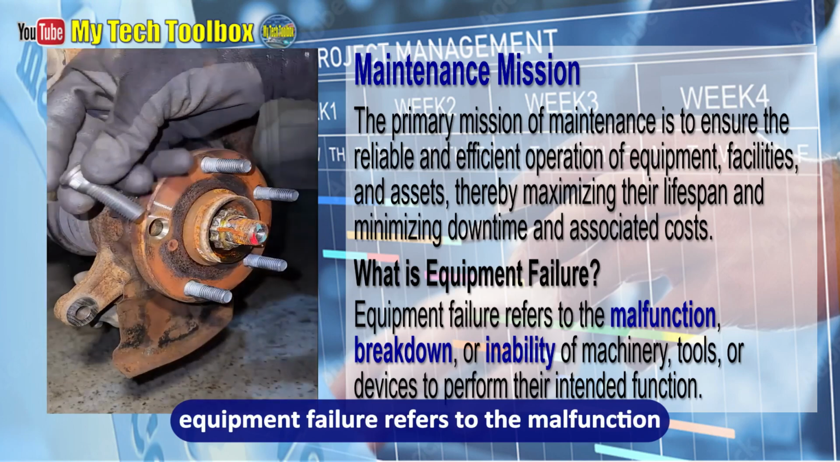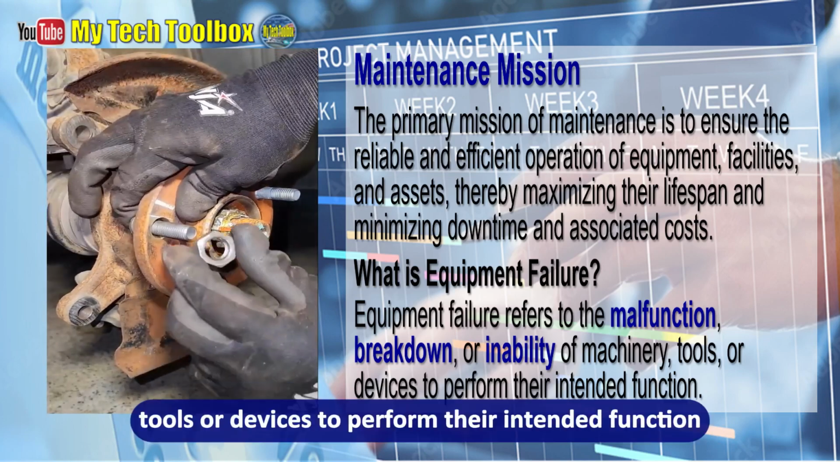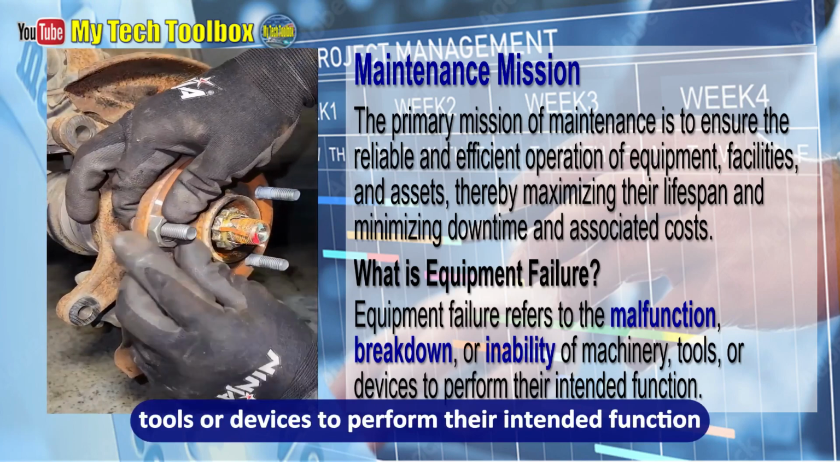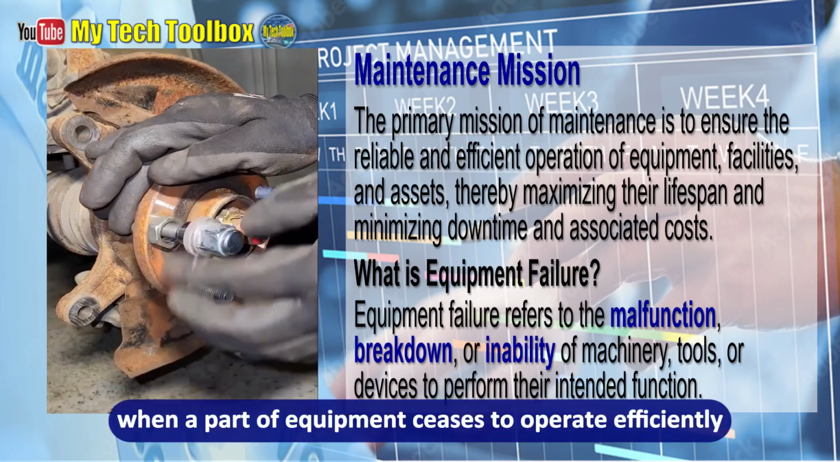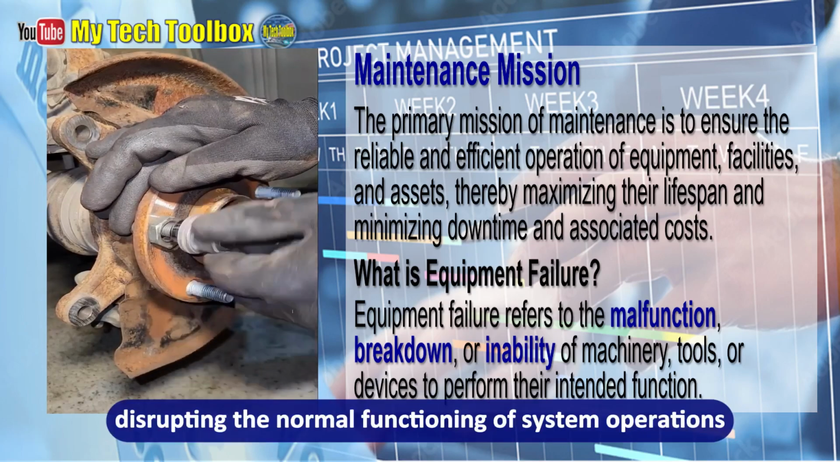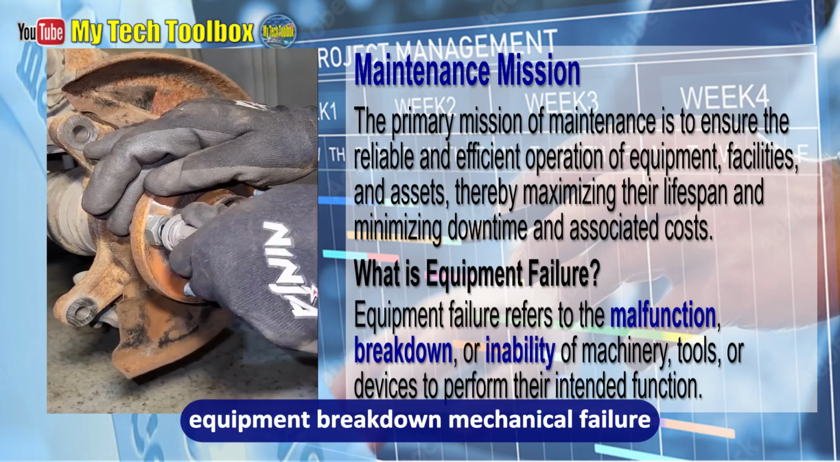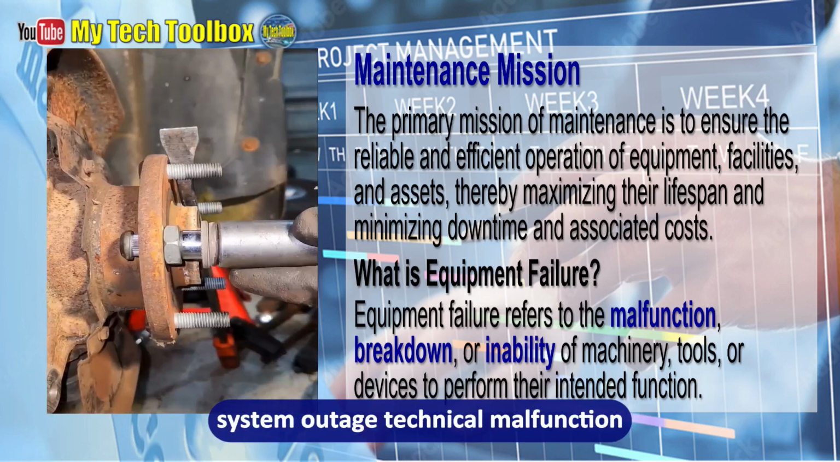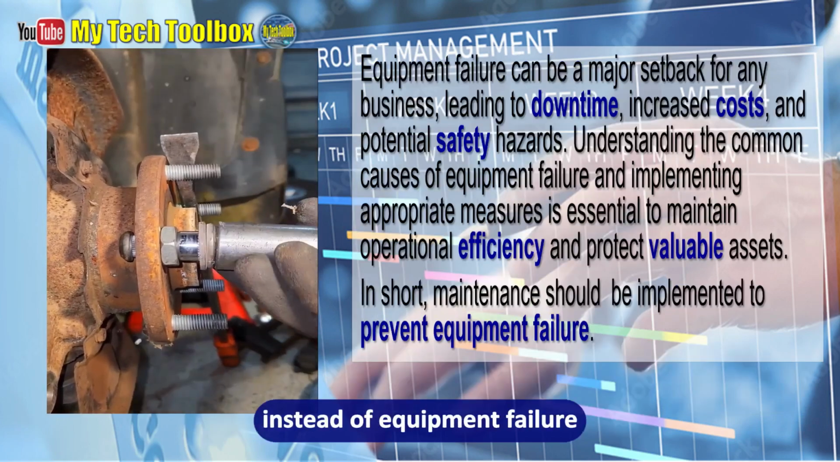Equipment failure refers to the malfunction, breakdown, or inability of machinery, tools, or devices to perform their intended function. It occurs when a part of equipment ceases to operate efficiently, disrupting the normal functioning of system operations. Equipment breakdown, mechanical failure, system outage, technical malfunction, and equipment downtime are terms used instead of equipment failure.